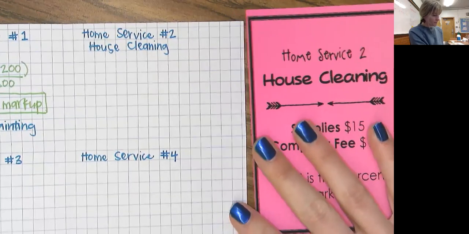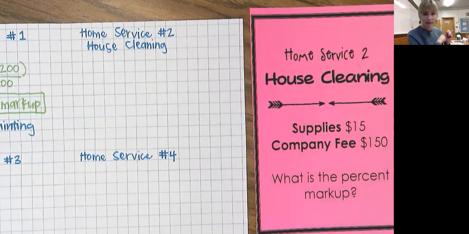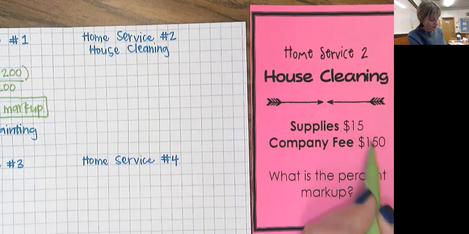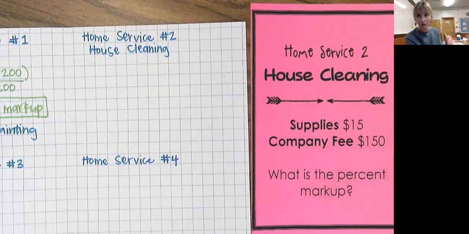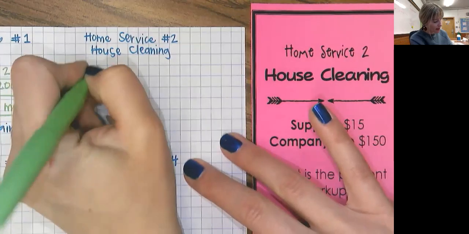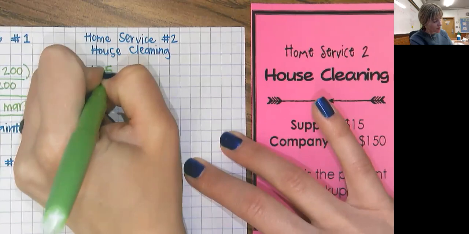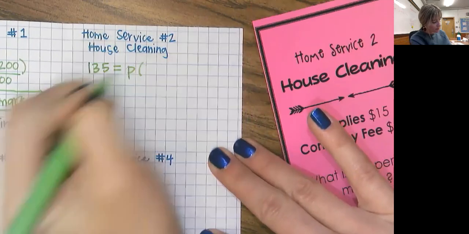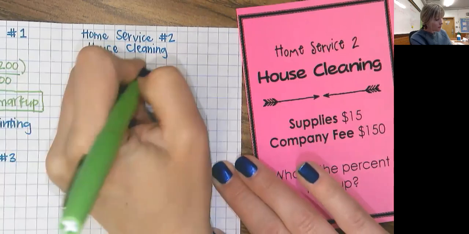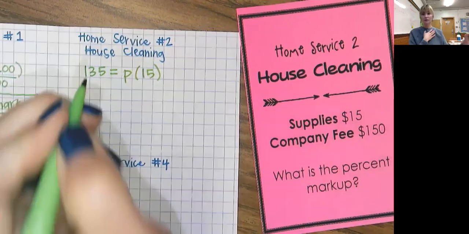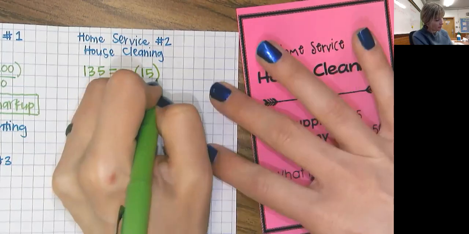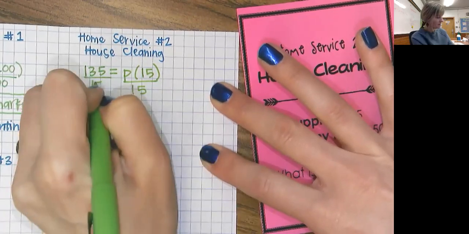Okay, so again, this says, what is the percent markup? So this is going to look very similar to this one. What do we have to do first? We have to subtract. 150 minus 15 is 135. So my A is 135. I'm looking for the percent markup. What's the original? The original would be my cost if I did it myself, $15. Okay, divide by 15, divide by 15. Here we go.